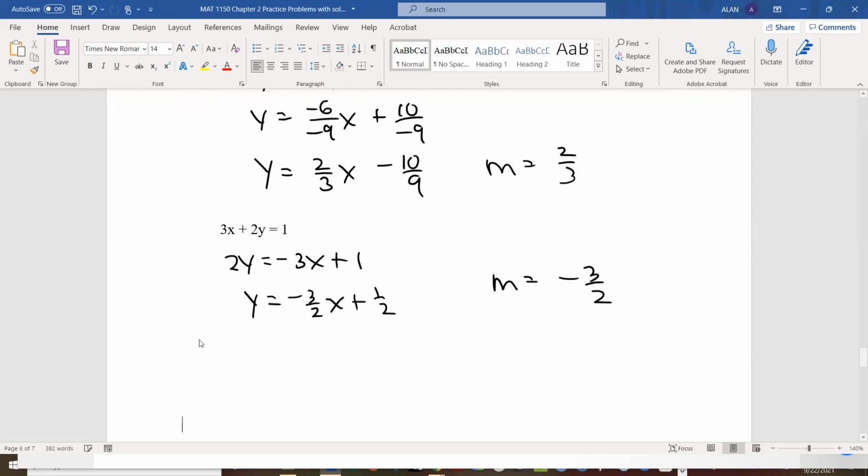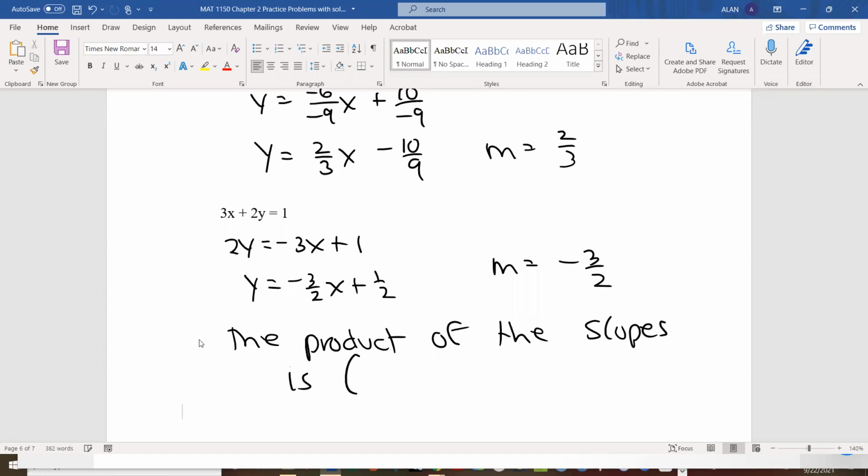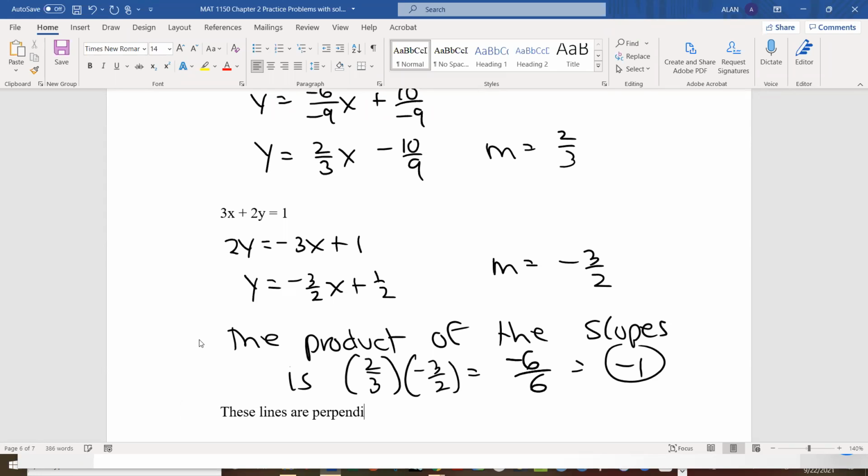Okay, so guess what? In this case, the product of the slopes is, as you can see, 2/3 times -3/2, which is -1. And of course, we know that means these lines are perpendicular, since the product of their slopes is -1.